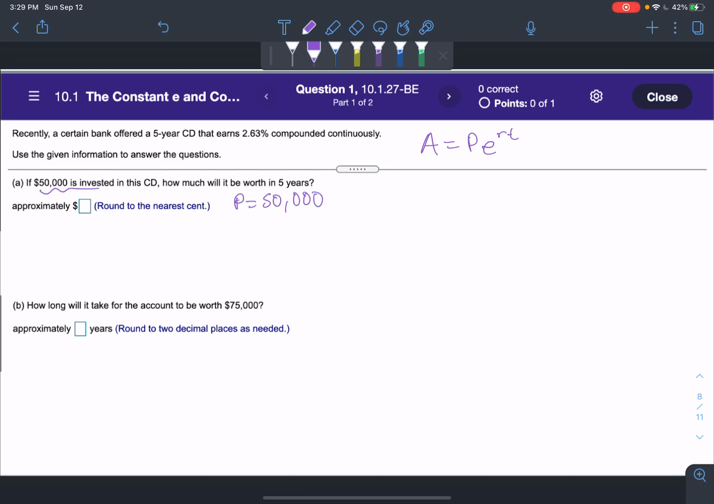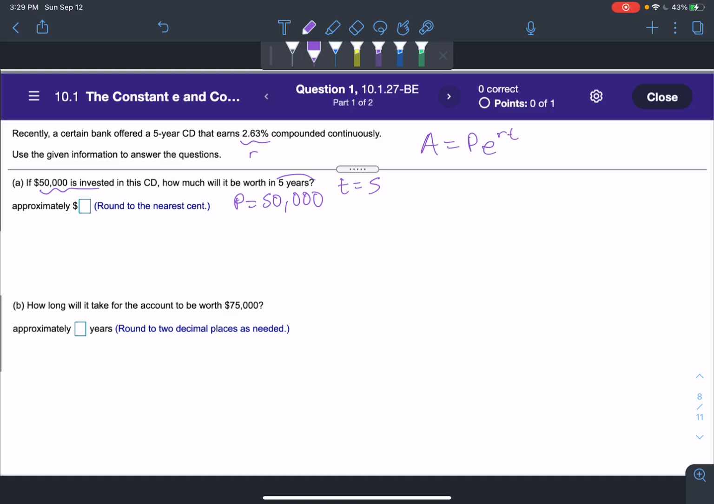This is our T, right? We want to know how much it is worth after 10 years, or sorry, 5 years. So T is equal to 5. And then up above, we were also given R. This is our rate at which it's being compounded.